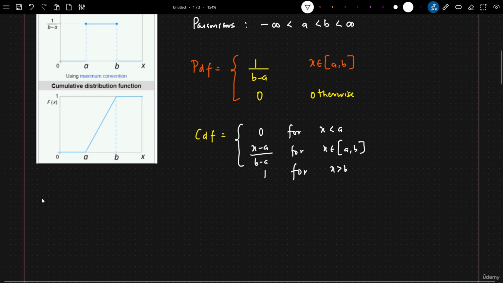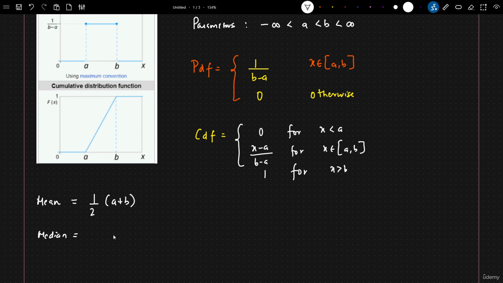Along with this, you'll also be able to see the mean that is specifically used to calculate this distribution. It is nothing but 1 by 2 multiplied by (a plus b). The median is also given by 1 by 2 multiplied by (a plus b). And finally, the variance is given by 1 by 12 times (b minus a) whole square.